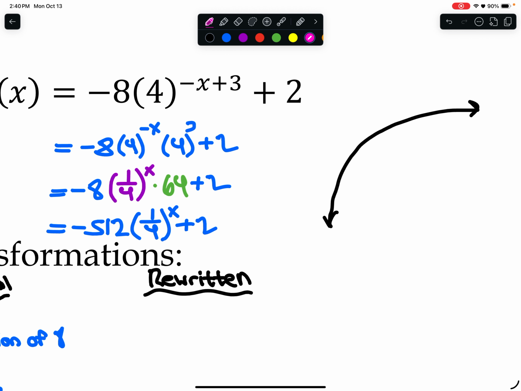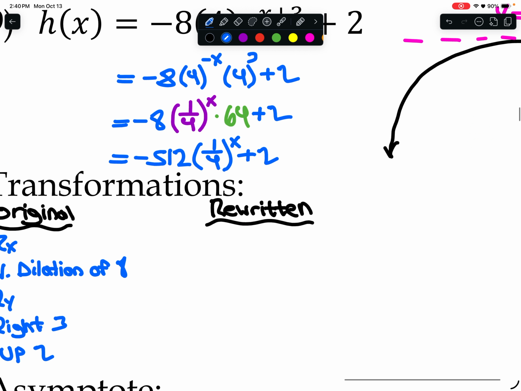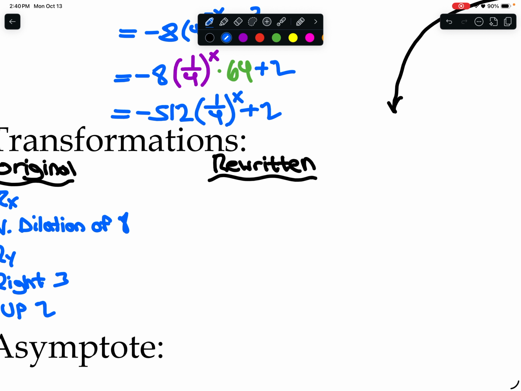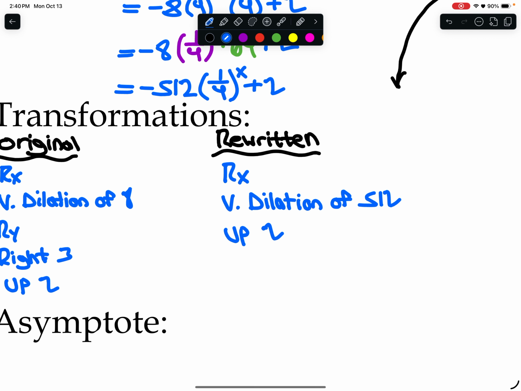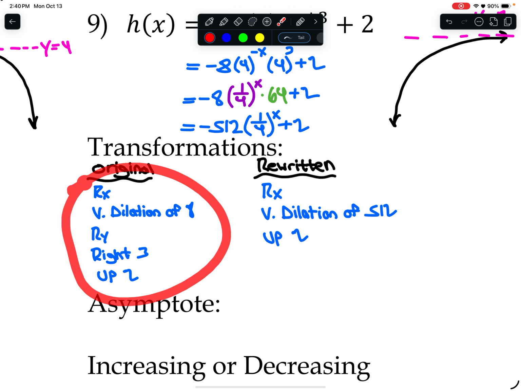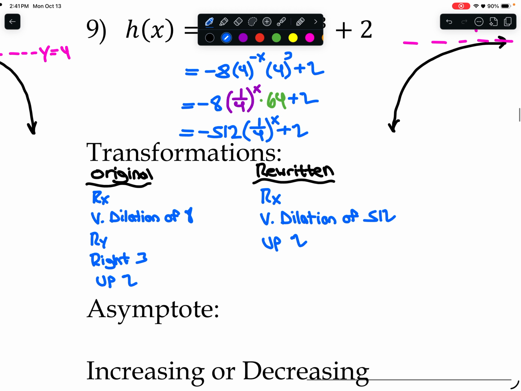And then the top over here where it levels off, that's going to be my horizontal asymptote. So that would be a y value of 2. So now let's fill in. Oh, I didn't do my transformations. Based on the rewritten, we're going to have a reflection over the x-axis, a vertical dilation of 512, and then we're going to go up 2. So when I rewrite, a lot of these transformations in the original actually get condensed into just the vertical dilation of 512. So my asymptote, as we know, is just y equals 2.